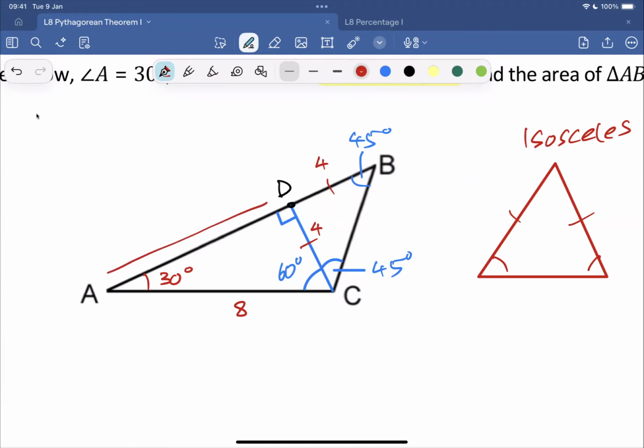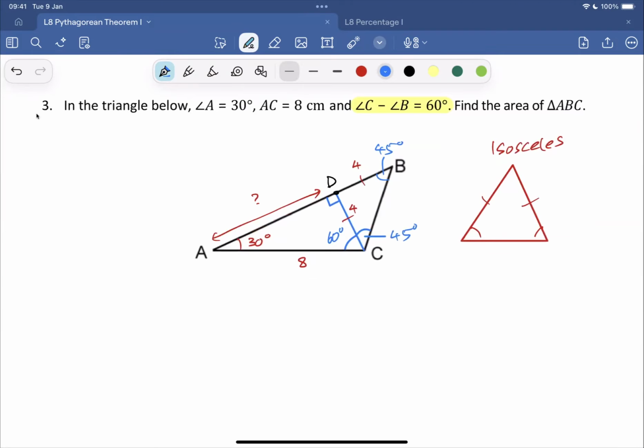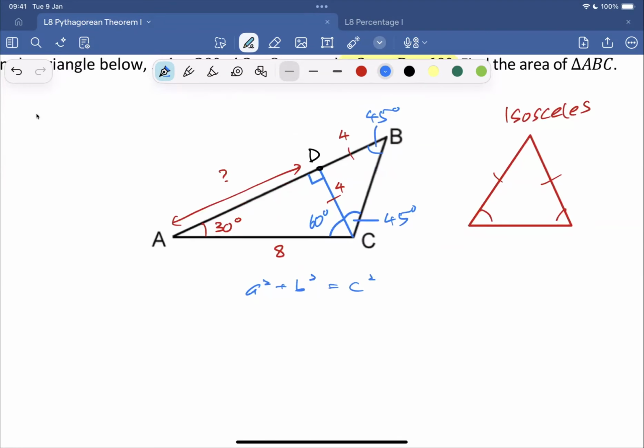So now you need to find the length of AD. So Breven, using Pythagoras theorem, can you tell me what is the formula again for Pythagoras? A squared plus B squared equals C squared. Yes. So can you tell me what's the value of A looking at your right angle triangle here? What is A?